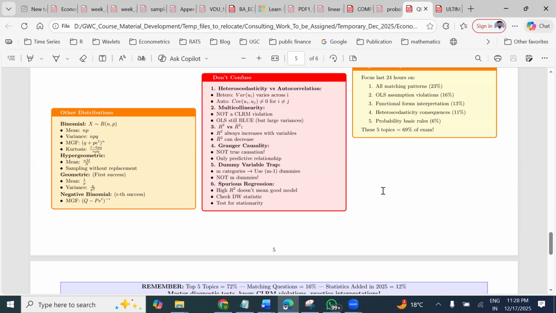Also public finance data will be there, like GST, recent revisions in GST. So I think we'll have a question.